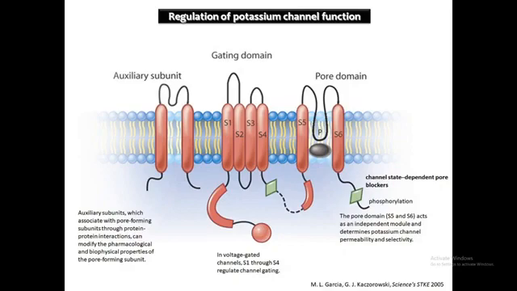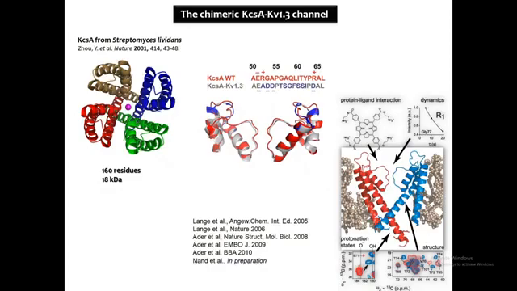For example, if the ion channel conducts sodium ions across the membrane, they are called sodium channels. If they conduct potassium ions across the membrane, they are called potassium channels. So the channel which I am going to discuss is a potassium channel. Actually, it's a chimeric variant of a potassium channel, KcsA, derived from the soil bacterium Streptomyces lividans.